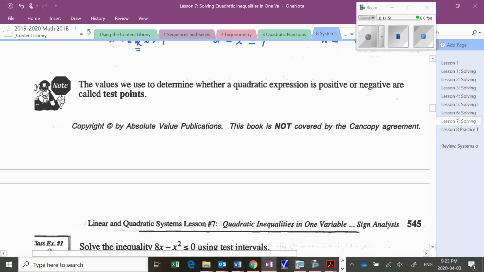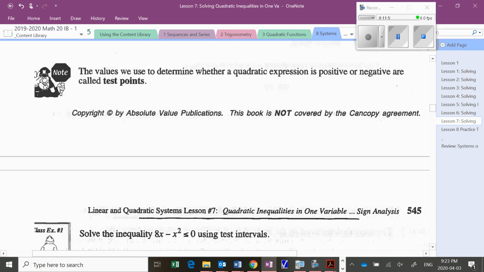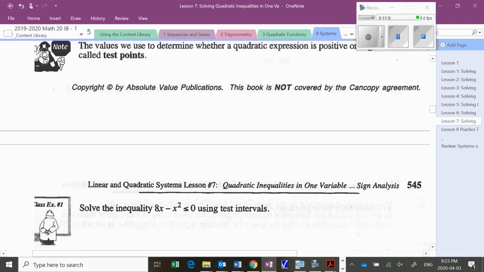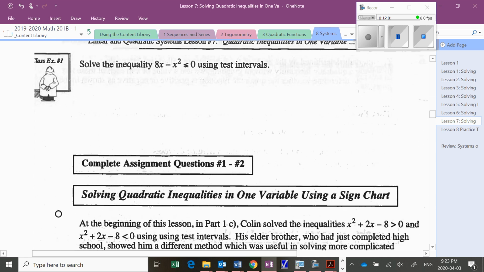Okay, so the values that you're substituting in, those are our test points, and we use that terminology when we were doing linear and quadratic inequalities in 2 variables, and we're picking test points in the solution regions to see if they worked out or not.